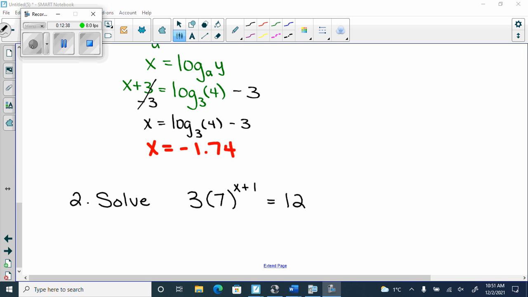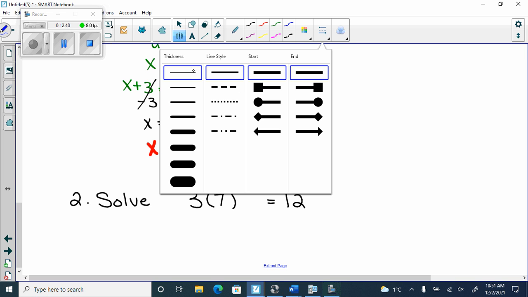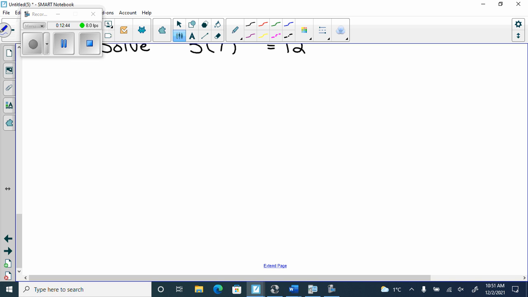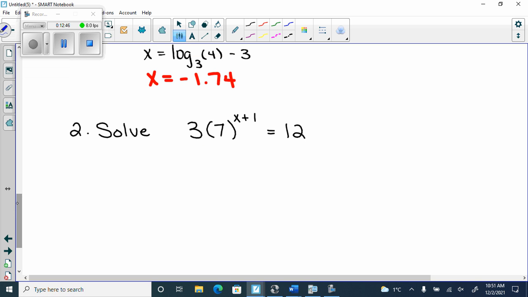What's our first step? Divide the 3 over. So when I have a number in front, this is like the initial and the final in the word problems we did, right? We're going to be practicing a bunch more. So we get 7 to the x plus 1 equals 4.